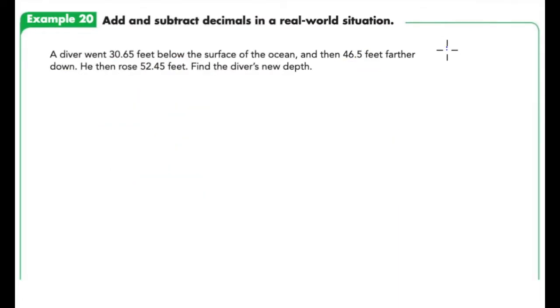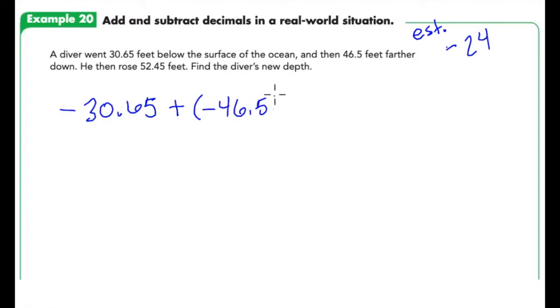So we have our estimate of 24 feet below the surface. I'm going to keep that up there as our estimate. And that means that our answer should be somewhere around there. So now we already have the formula of what to do. Our first integer was negative. That was a negative 30 and 65 hundredths. And then we added the next negative because the diver went farther down. The diver went down 46.5 feet. And then we add the 52 and 45 hundredths feet.